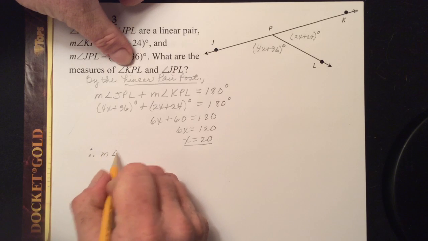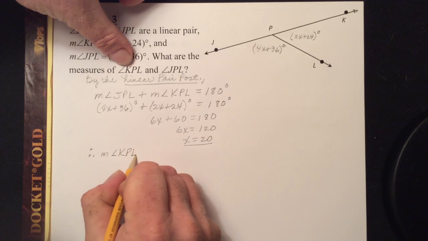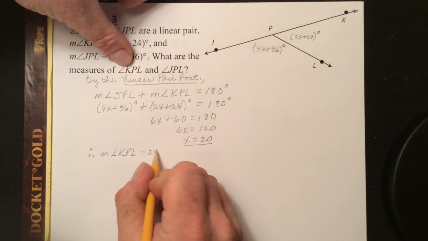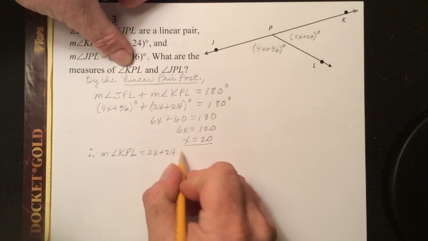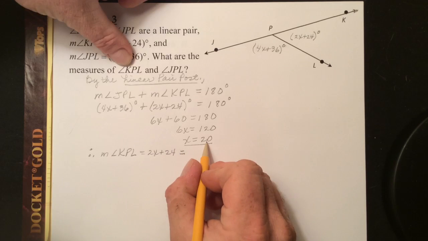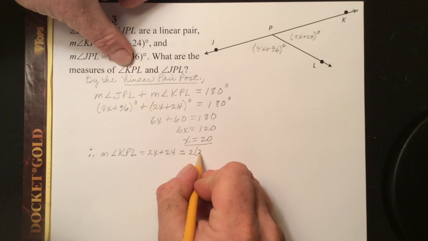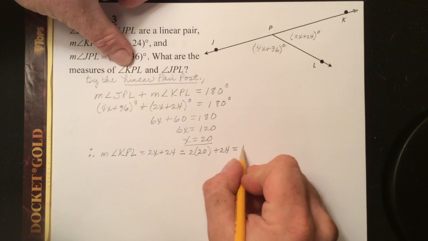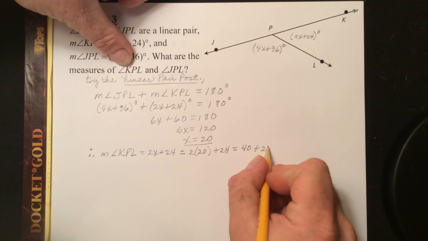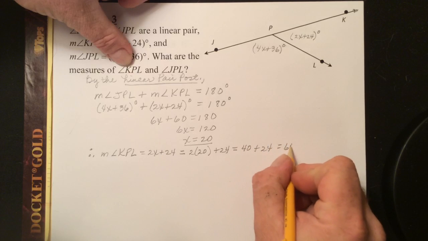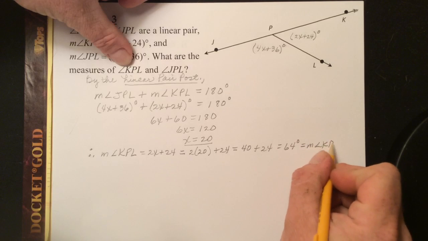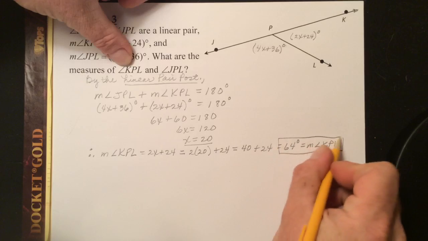The measure of angle KPL was 2x plus 24. Substituting in x is 20, we get 2 times 20 plus 24, which is 40 plus 24, which is 64 degrees. So the measure of angle KPL is 64 degrees.